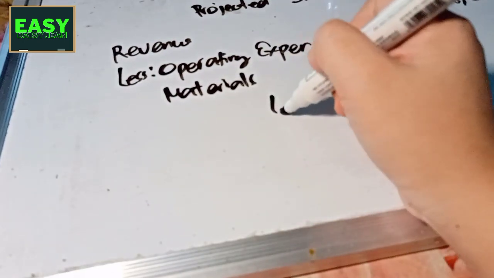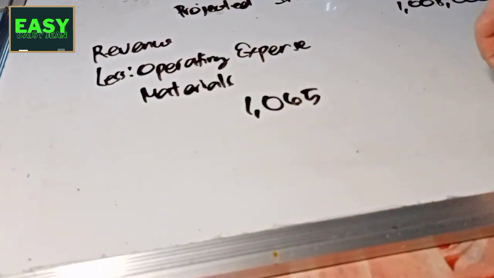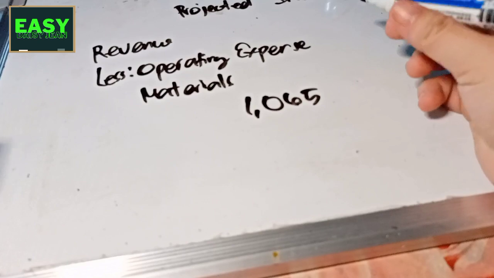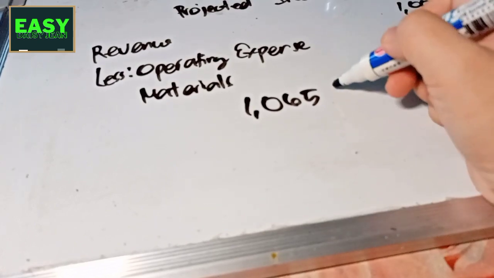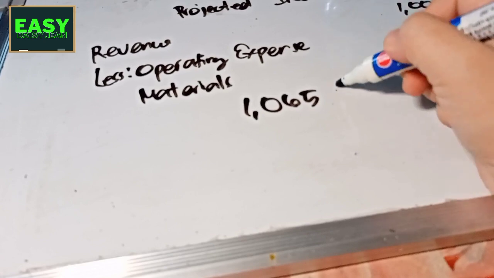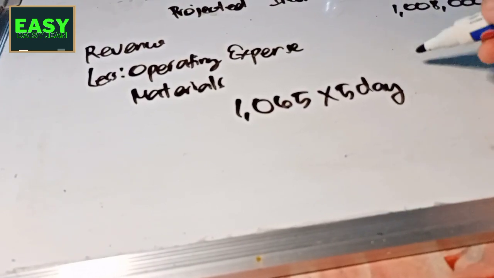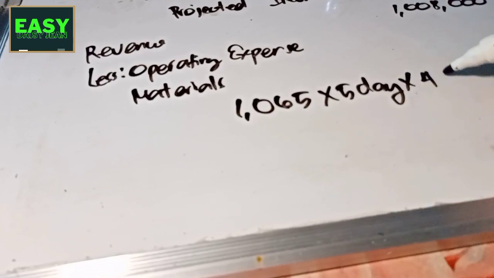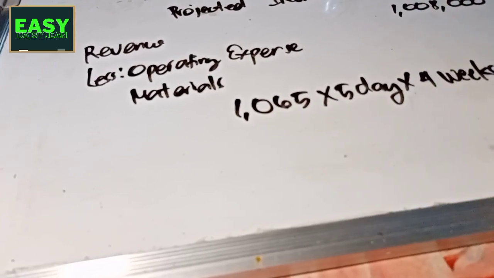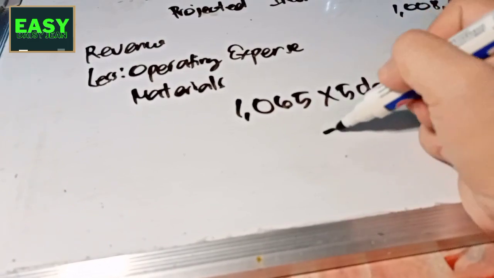So a total of 1,065 for the materials earlier. You go back to the first part of the video. Then, that is per day, no? 10 tires a day. So, you multiply it with 5 because of 5 days. Then, you multiply it by 4 because of the 4 weeks in a month. And then, you multiply it with 12 because of the 12 months in a year.